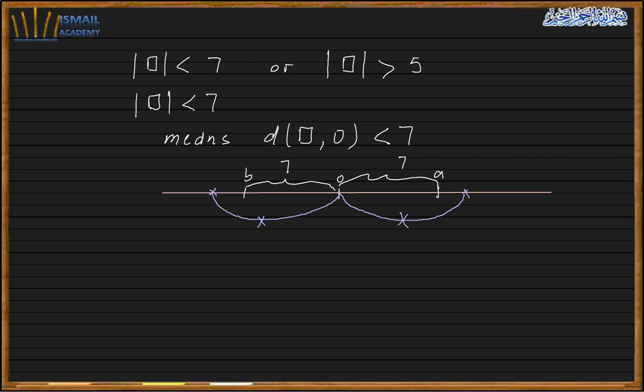So the best location is to pick something between those two locations, A and B. If I choose my expression here, the distance from that expression to 0 is less than 7. And again here, the distance of that expression from 0 is less than 7. So the location of the expression that is less than 7 is between A and B.